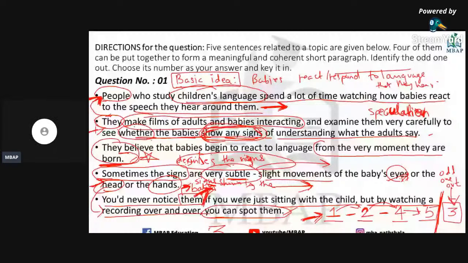So I hope this question is clear to everyone. No doubts in this. Is this clear to everyone? Am I audible, students? No doubts in this case. Is this clear to everyone?